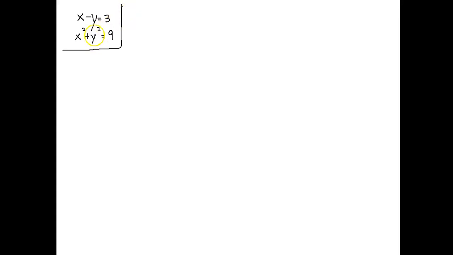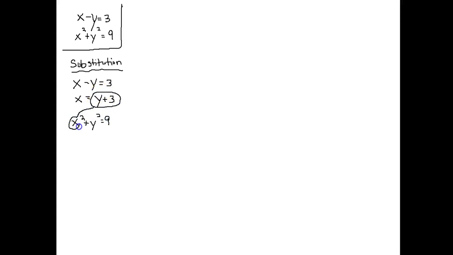I love doing it. All right, I'm going to use substitution. You could use elimination if you want. A little bit difficult with this one, but not impossible. But I think substitution's way easier here because I can take x minus y equals 3, and I can easily solve for x by adding y to both sides. And then I can make a substitution into x squared plus y squared equals 9. I can take this y plus 3 and substitute it in for x.